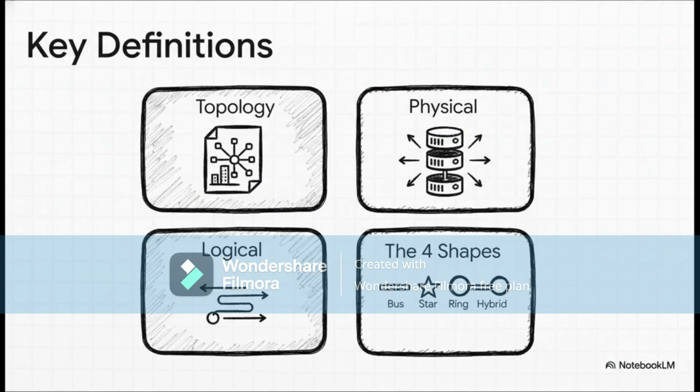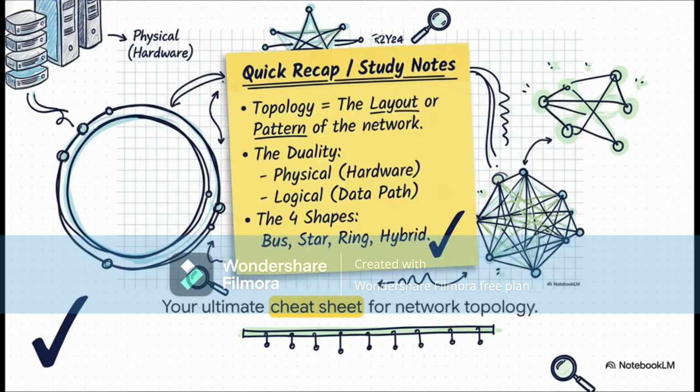Okay, let's boil all of this down to the absolute essentials. If you can explain these key concepts clearly, you are in fantastic shape for your exam. So just remember, topology is simply the layout or pattern. You've got the physical map, which is for the hardware you can actually see, and the logical map for the data's invisible path. And of course, you've got the four main types we covered: bus, star, ring, and hybrid. And here it is, your ultimate cheat sheet. Let's just do one final check to make sure you've got it.